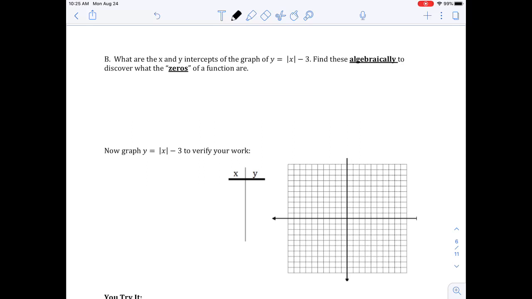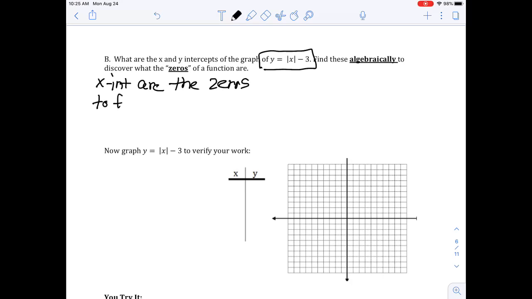All right, now let's look at X and Y intercepts on just a general function. It says, what are the X and Y intercepts of this graph? And then it says, find these algebraically to discover what the zeros of the function are. So now we have a new word, zeros. The X-intercepts are the zeros of a function. So that's another name that we're going to give to the X-intercepts.